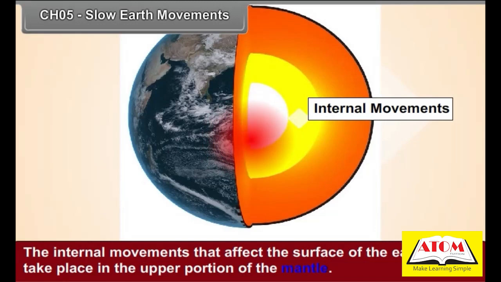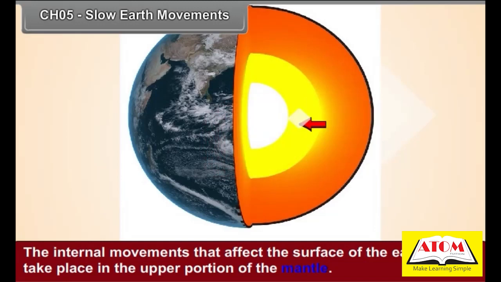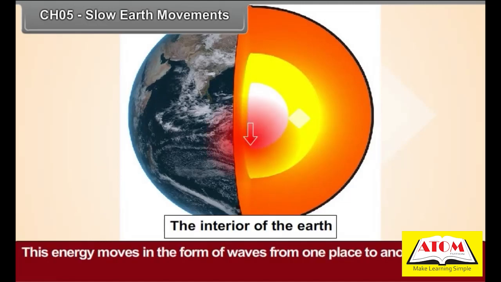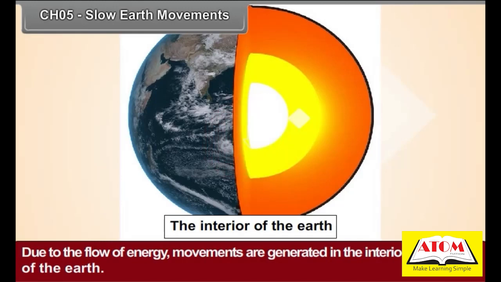The internal movements that affect the surface of the Earth mostly take place in the upper portion of the mantle. A tremendous amount of energy is given out by the radioactive elements in the mantle. This energy moves in the form of waves from one place to another. Due to the flow of energy, movements are generated in the interior of the Earth.